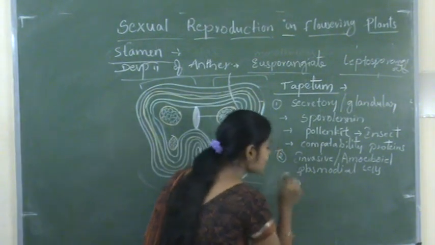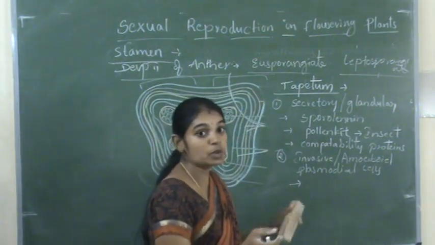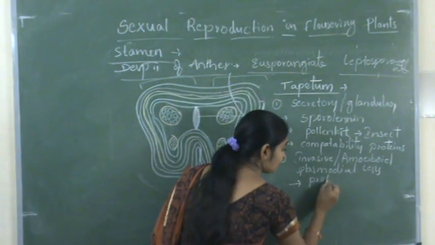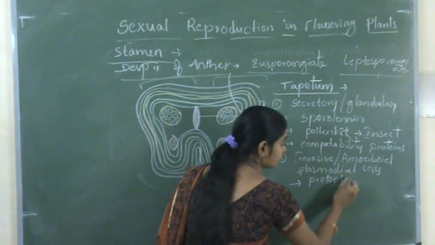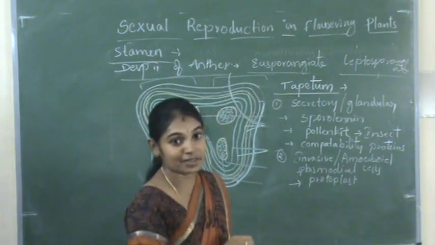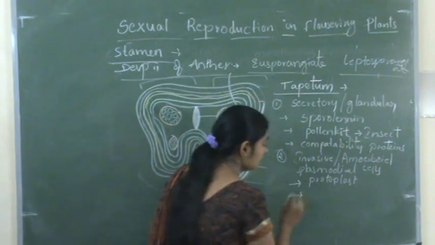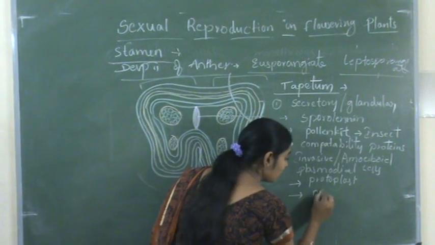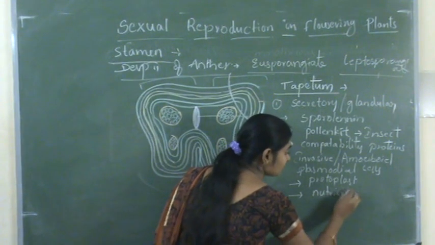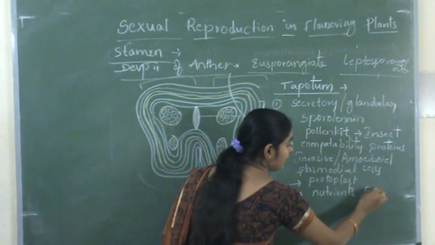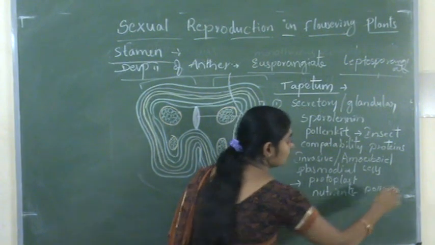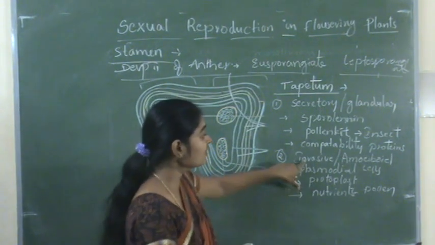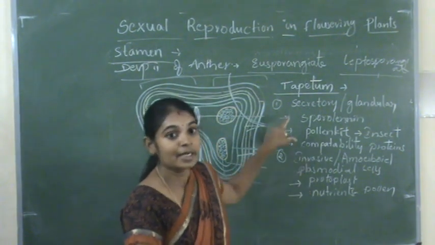In these cells, the protoplast moves to the center of the cell, and this helps in the nourishment of pollen grains. That means it provides nutrients to the pollen grains and nourishes the developing pollen grains. That is the function of the invasive cells of the tapetum.